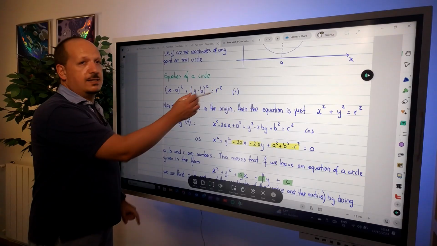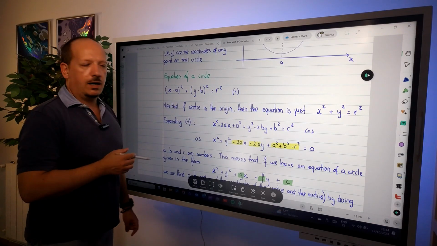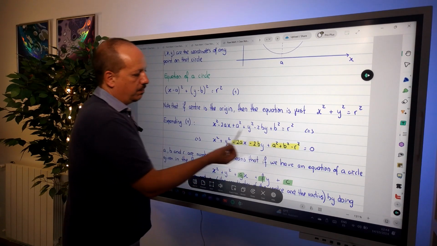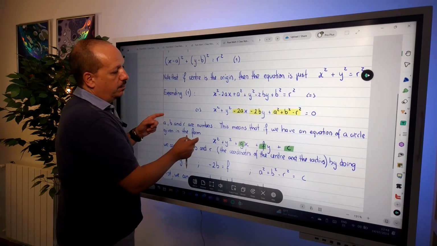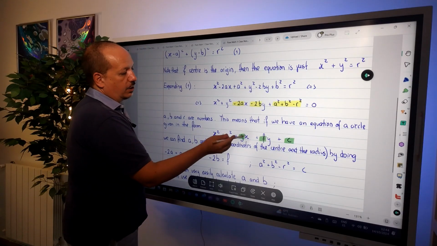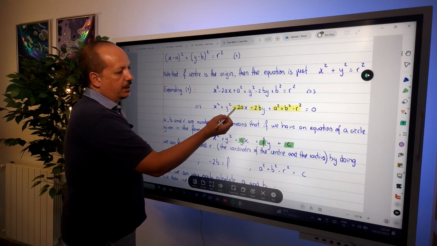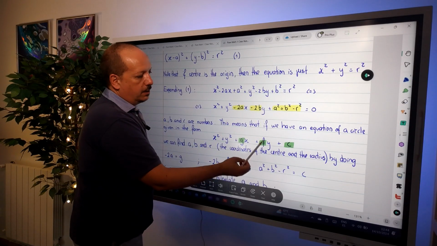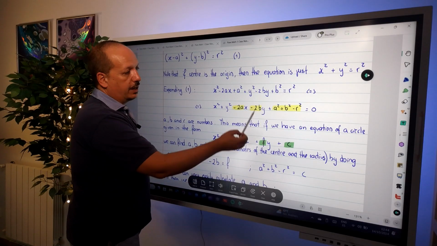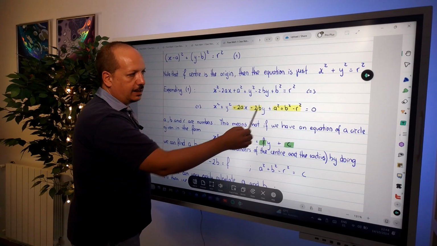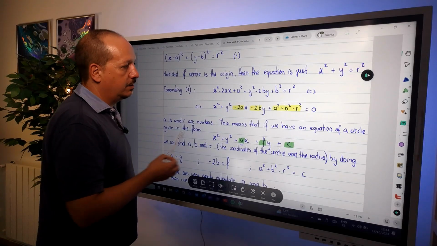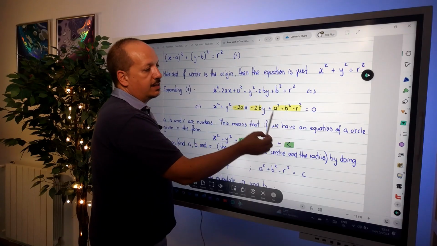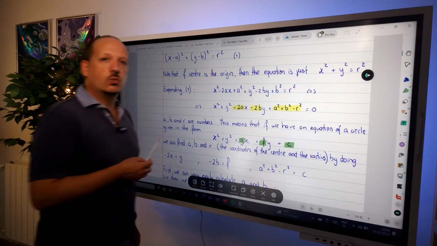If you expand this, regardless of what a and b are, you will get an expression such as this one. And if you compare these two, you will see that the coefficient of x is going to be minus 2a. Don't forget that a is the x coordinate of the center. The coefficient of y is going to be minus 2b, and don't forget that b is the y coordinate of the center. And this number over here is going to be a squared plus b squared minus r squared.